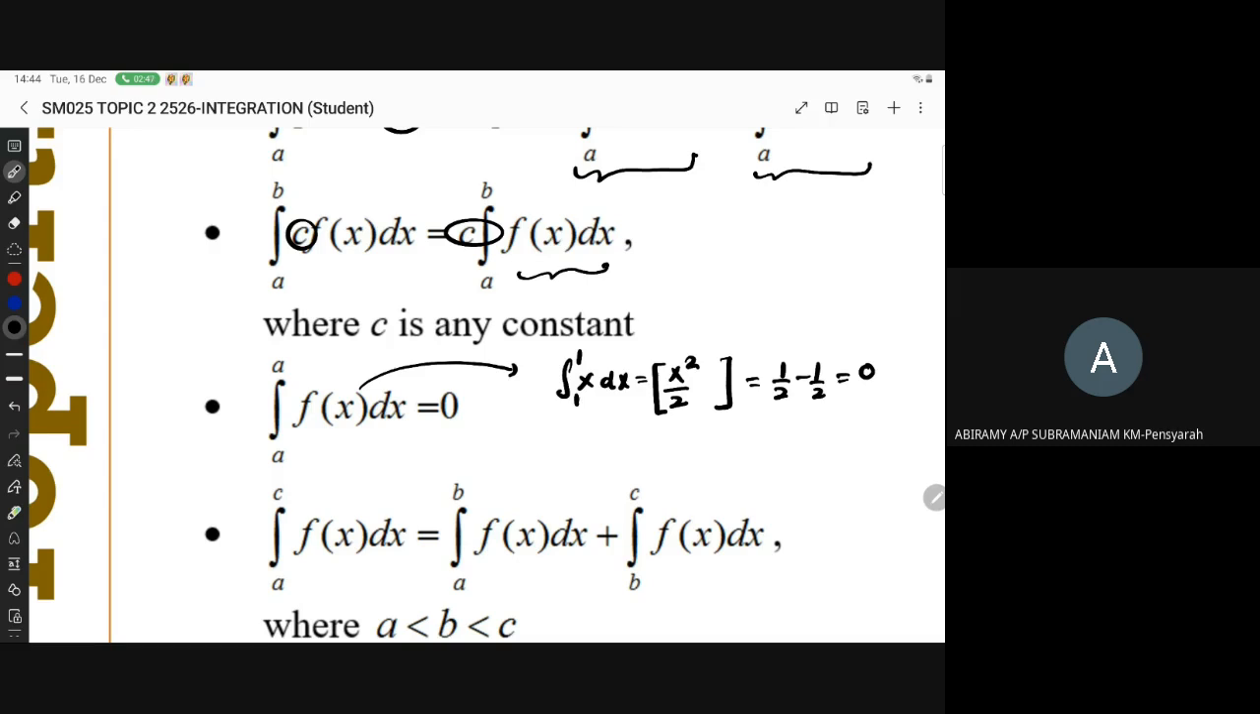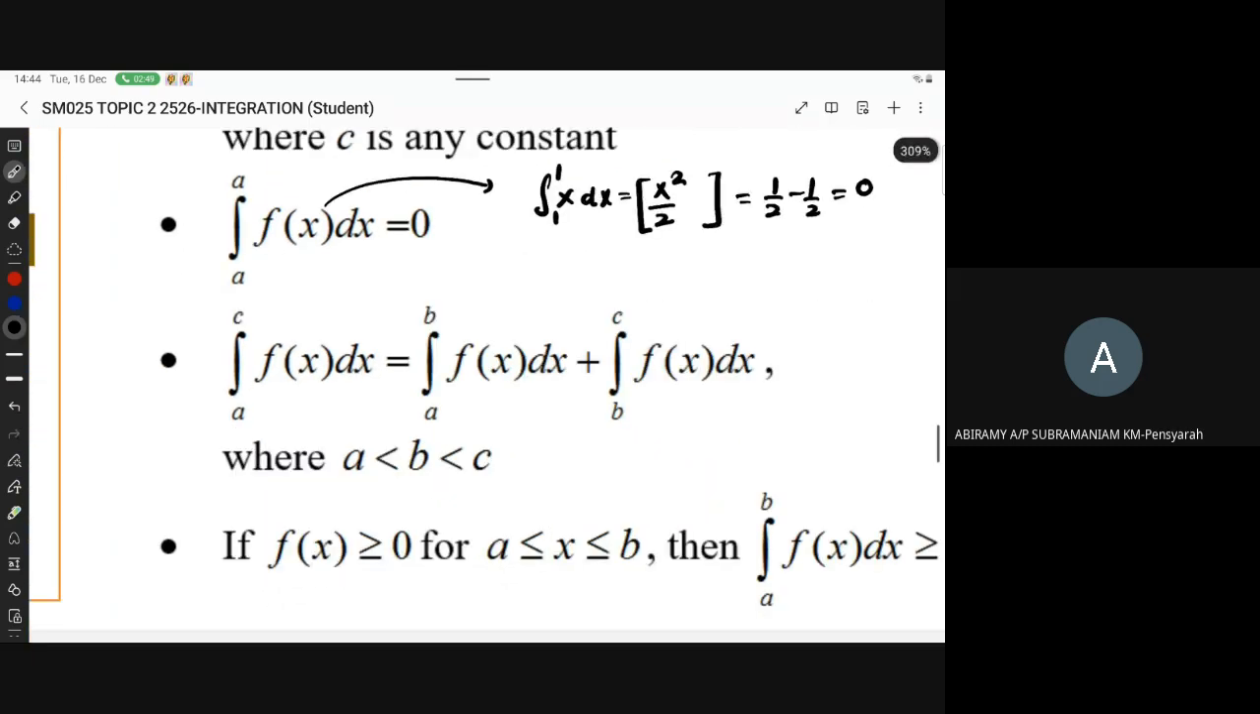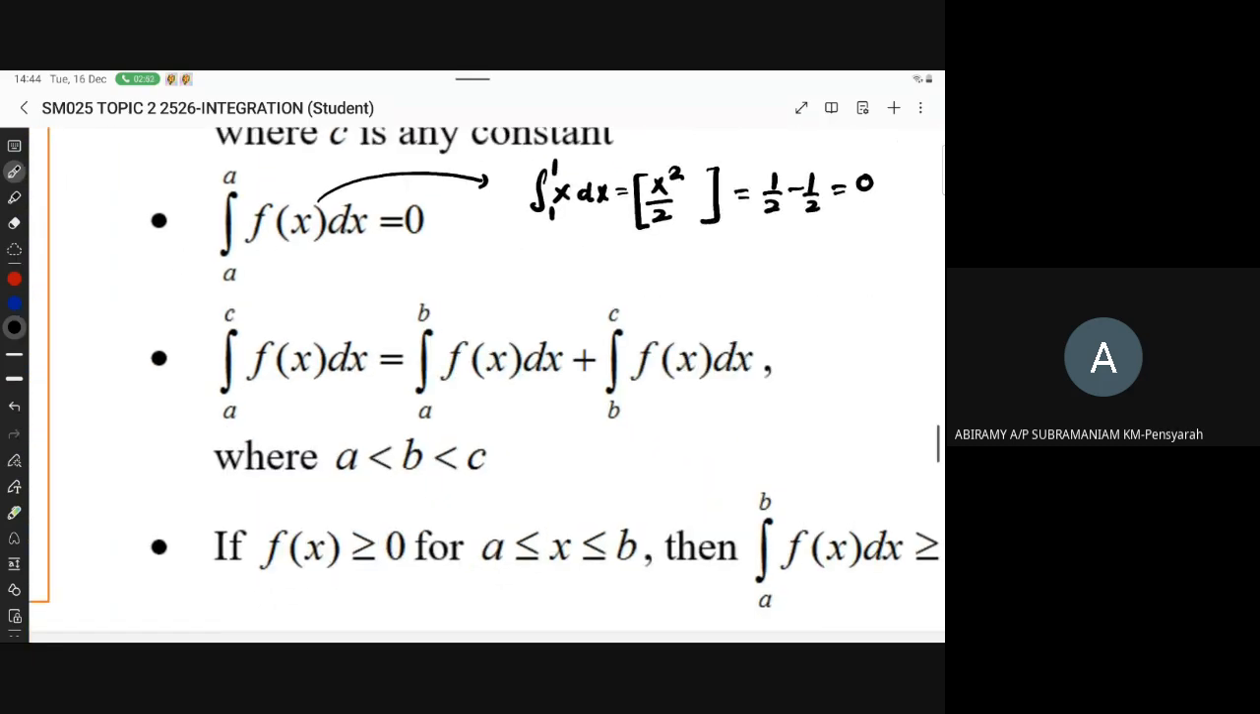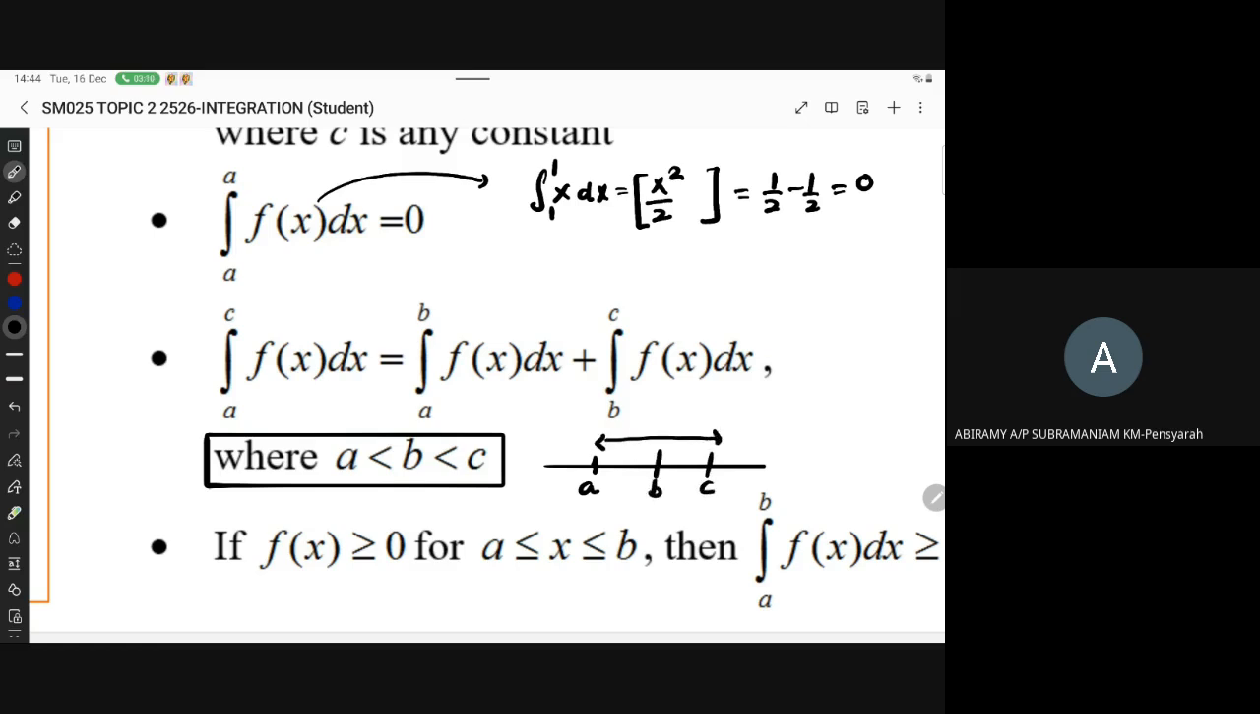Okay, and the next property: if we integrate a until c, it is the same as integrating a until b plus b until c, where a is less than b less than c. So on the number line, let's say we have a, b, and c. If you integrate a until c, it is the same as you integrate a until b plus b until c.